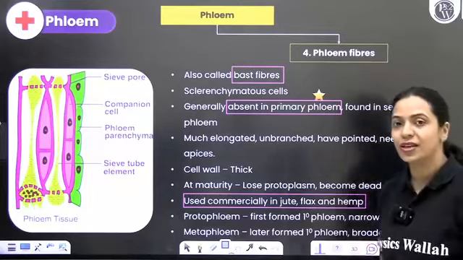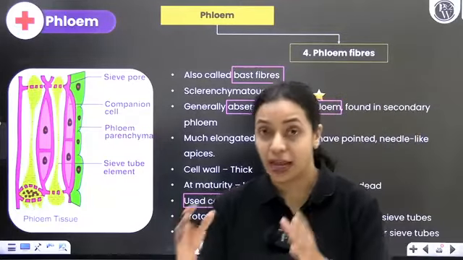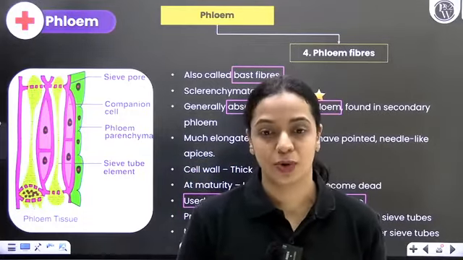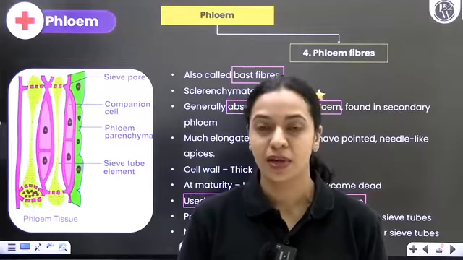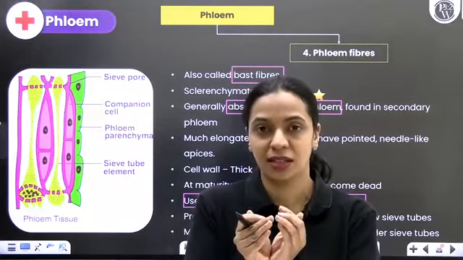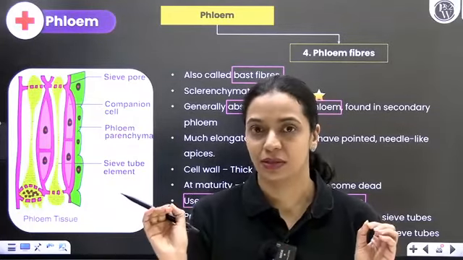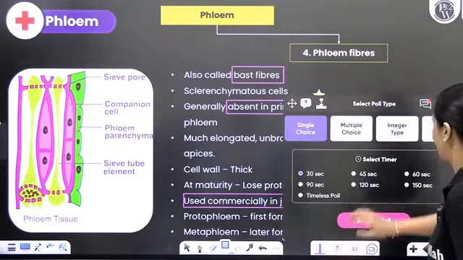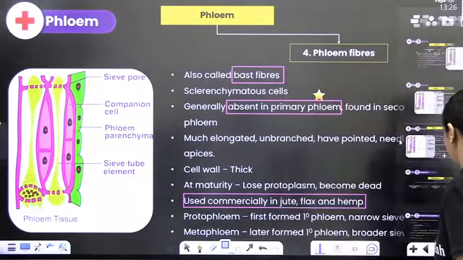Okay, similar to how we saw in primary xylem, you have protoxylem and metaxylem. In primary phloem, you have protophloem and metaphloem. In protophloem, the sieve tube will be thinner. Metaphloem will be bigger. Okay, wider lumen will be there. That's it for today. If you have any doubts, please ask.